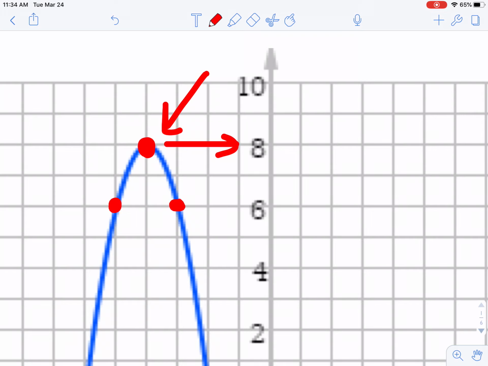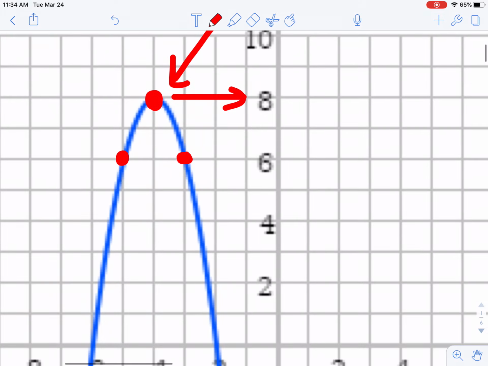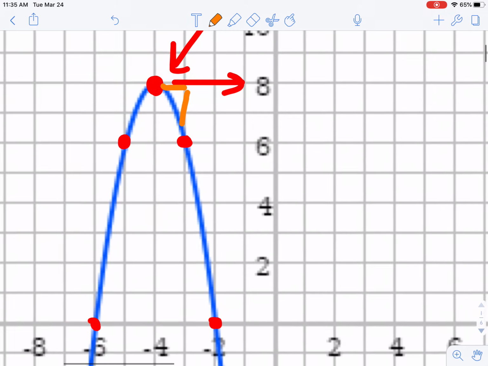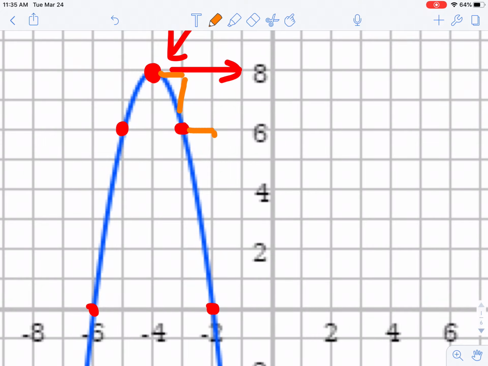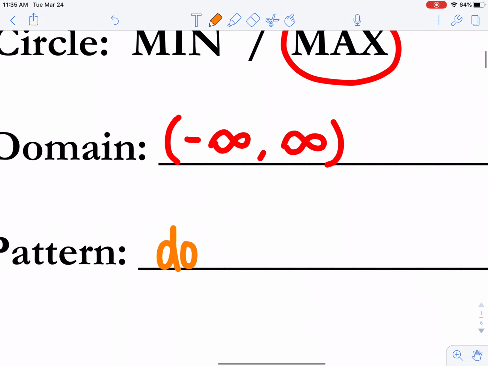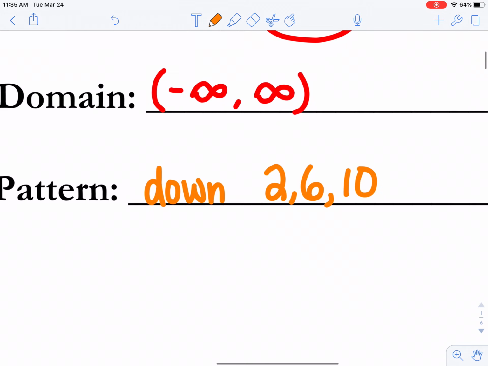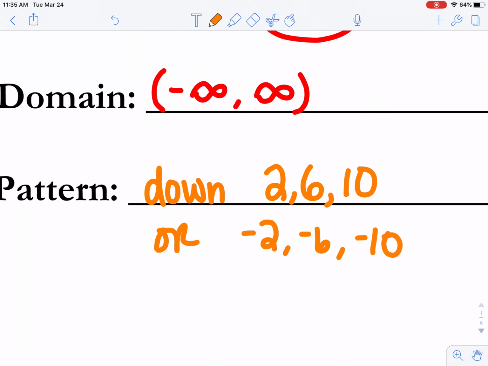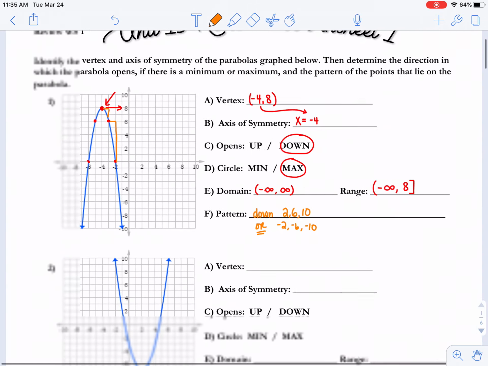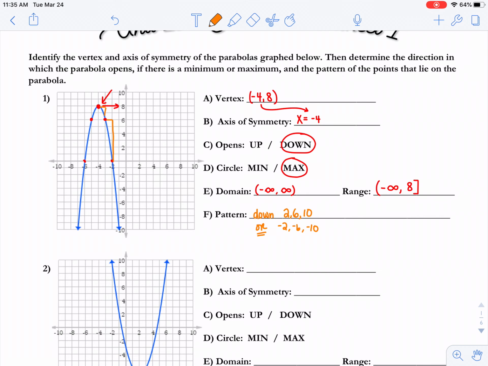Alrighty, so the next legit point on the graph is right here. Notice that from the vertex, it goes over 1, down 2. And then after that, the next legit point is down 1, 2, 3, 4, 5, 6. So this pattern goes down 2, down 6, and then down 10. I would also accept -2, -6, -10, because the negative implies that it's going down rather than up. Okay, that was a quick warm-up problem.